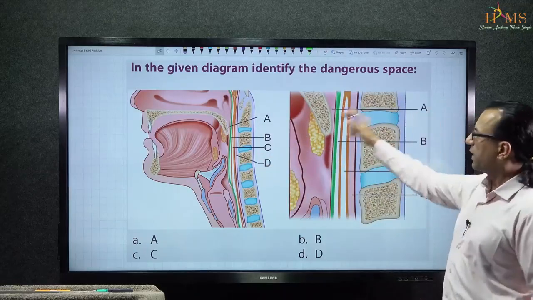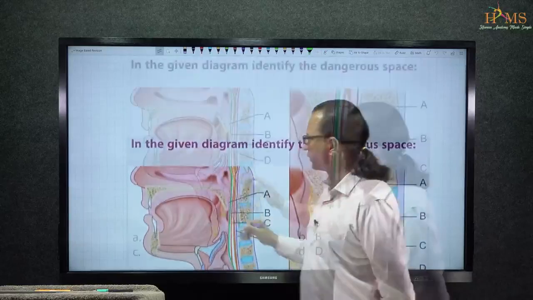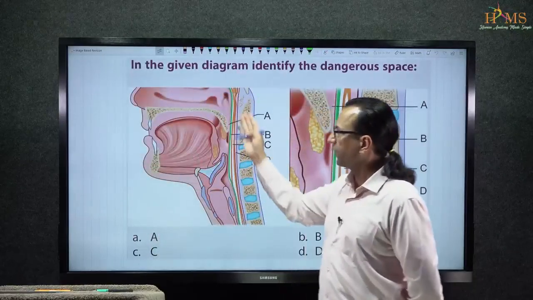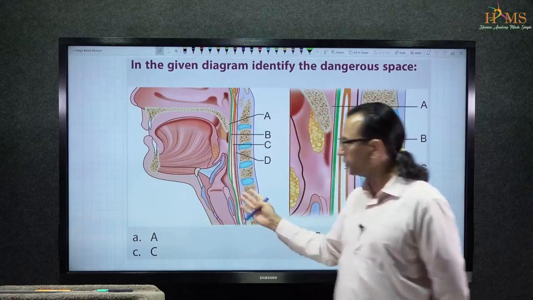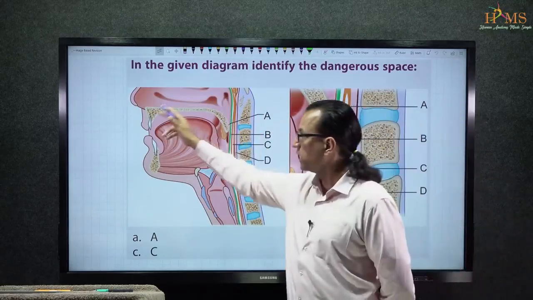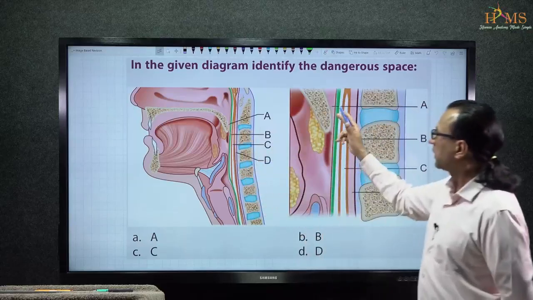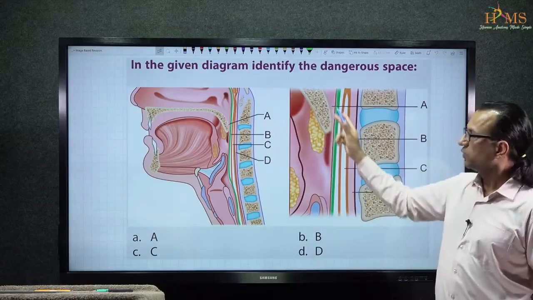What is this marker A? Marker A is actually the nasopharynx. This is the nasal cavity, so nasopharynx. This is the oral cavity, so oropharynx, and this is the larynx, so laryngopharynx. As such, there are three pharynges, and behind the nose, this is nasopharynx. So marker A is actually the lumen of the nasopharynx.